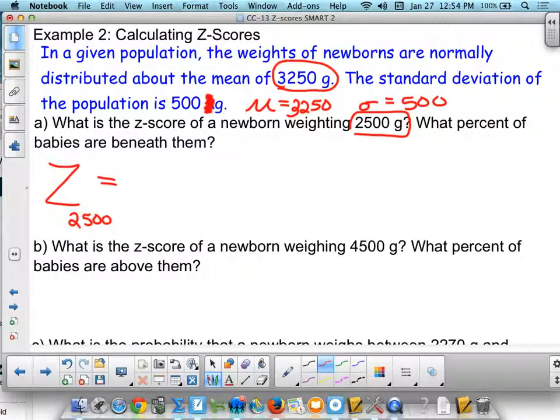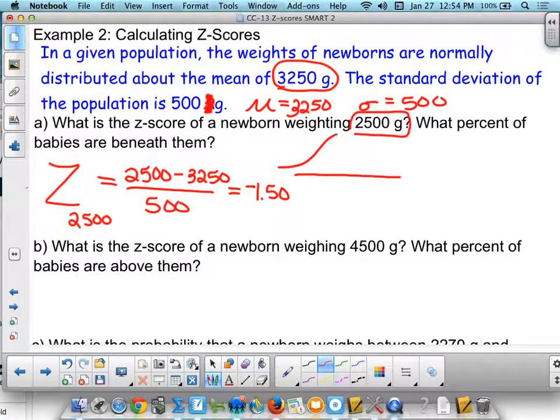Calculate, do it yourself. That's what you're doing, right? Take your data, 2,500 gram baby, take away the average, divide by standard deviation. Your answer was? Negative 1.5. Negative 1.5 exactly? Okay, so if I'm looking at a little distribution chart, it kind of looks like this. Here's the average, and we're saying this is 1, this is 2. 1.5 is right about here.